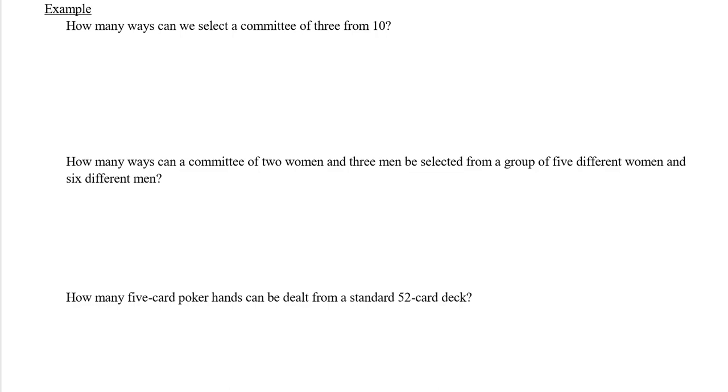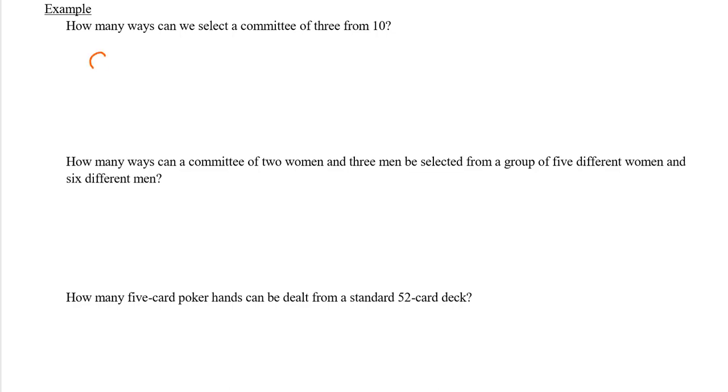So here the order does not matter, that's the first thing I have to think about. As long as I have 3 out of 10, as long as I have a group of 3, how many different groups of 3 can we make from 10? And here we don't care about who's first or second or third. If we care about first, second and third, that's permutation. But here we're dealing with combination.